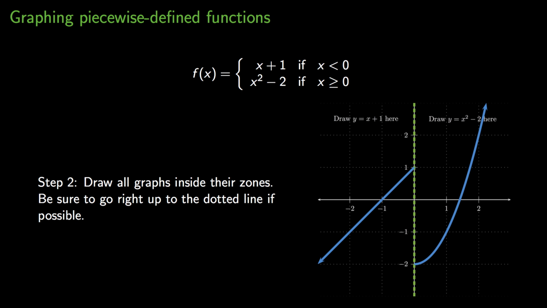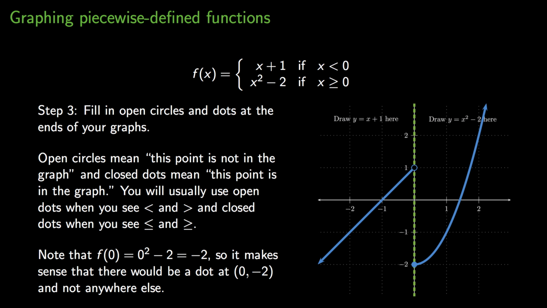And once I'm done with that, there's one step remaining, which is I need to fill in open circles and dots at the ends of these graphs. I need to indicate whether the points (0, 1) and (0, -2) are in my graph. An open circle will always mean this point should not count in the graph, and a closed dot will always mean this point does count as being in the graph.